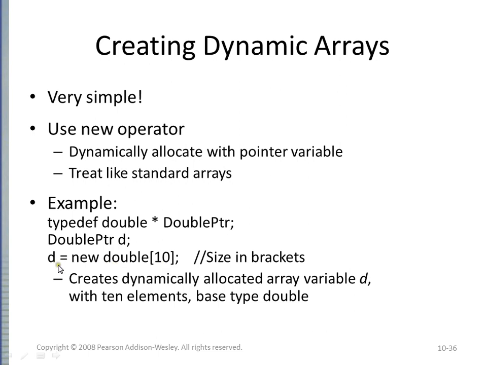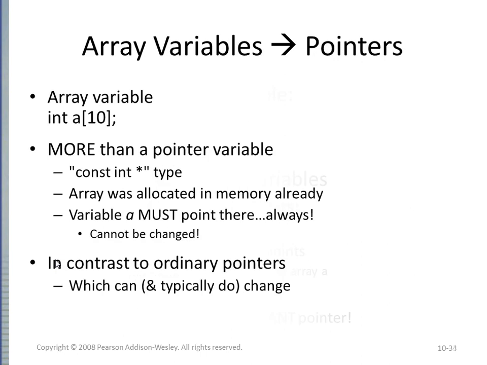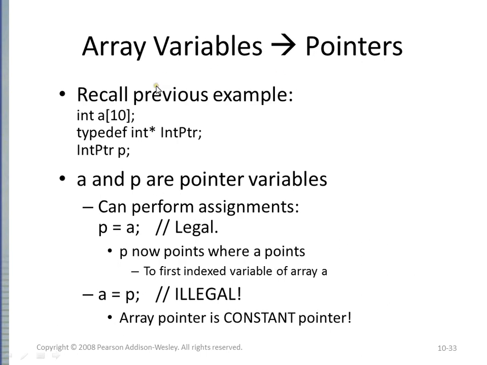But which address will be returned to D? The first one, yes. Okay. So the address of the first double will be returned to D. Now, previously we mentioned the following.